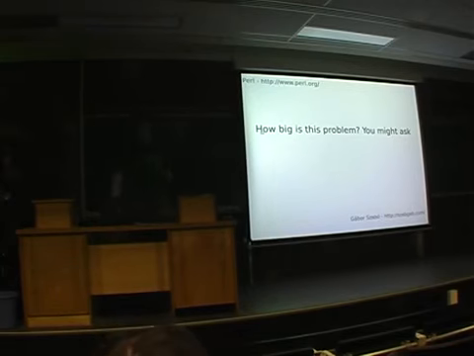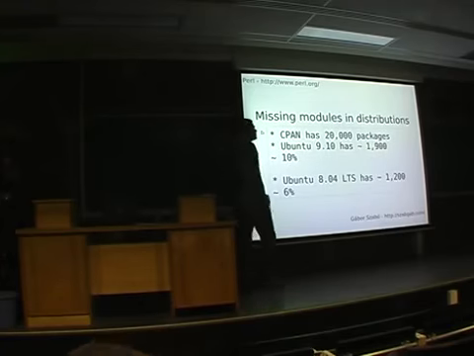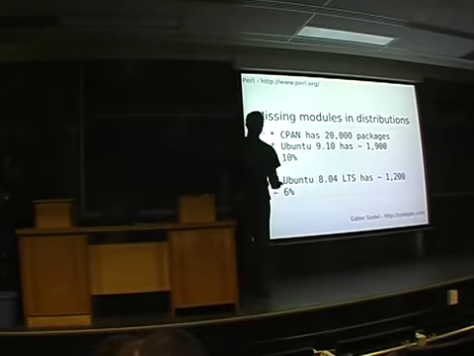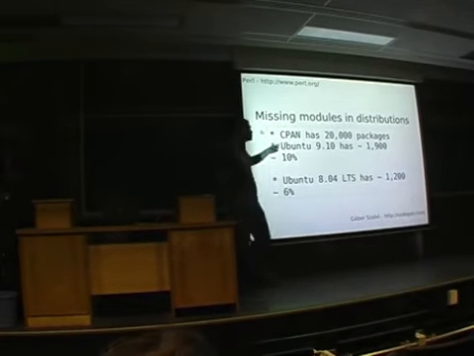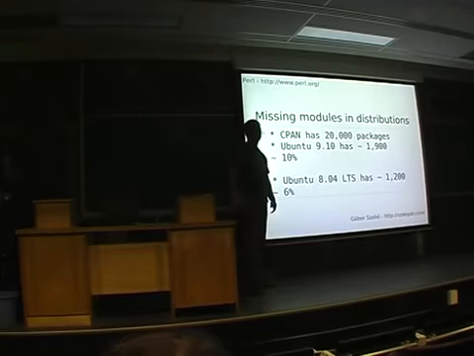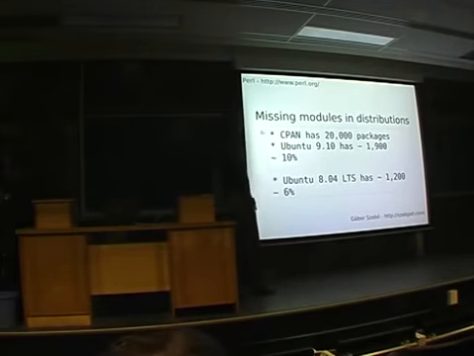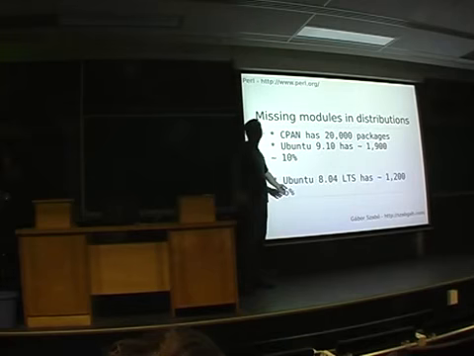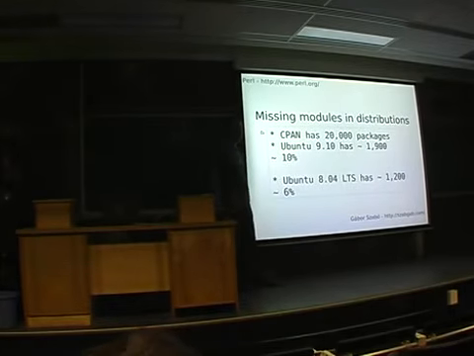So how big is this problem, you might ask? That's a big problem. This is the statistics I just found. CPAN has about 20,000 packages now. Maybe not today, maybe only tomorrow, but it's getting there. We are about 19,500, I think. Ubuntu 9.10, the latest one, has about 1,900. So it's about 10%. And Ubuntu 8.04, which is the long-term support release, which many people use on web servers, probably, or other places, has now 6%. Probably when it came out, it was also 10%, just CPAN is growing so fast that now it went down to 6%. So we see that lots of modules are missing.